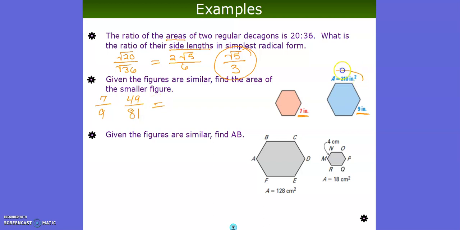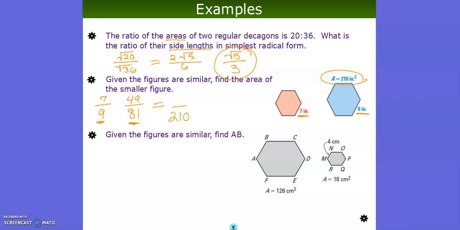Now I know the area of the blue shape is 210. So I'm going to put that in, and I want to make sure I put my area of the blue shape in relation to where I put both the side lengths for the blue shape. So I put the blue shape on the bottom of my fraction, squaring the side on the bottom, so the area will also go on the bottom. So now we can go ahead and do some cross multiplying.